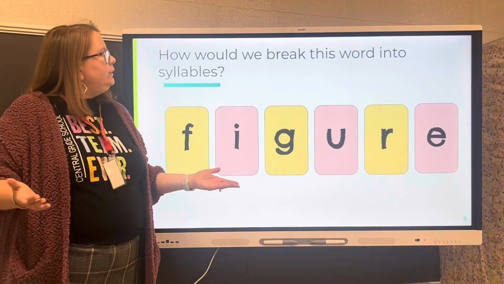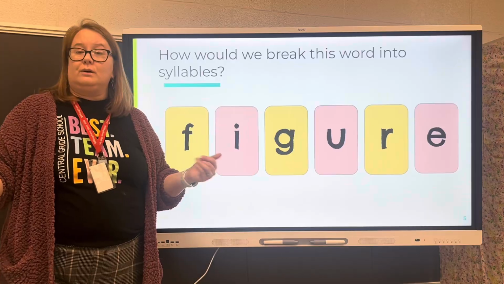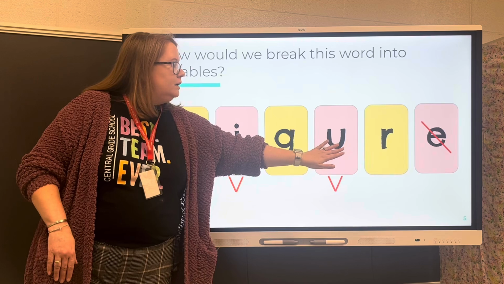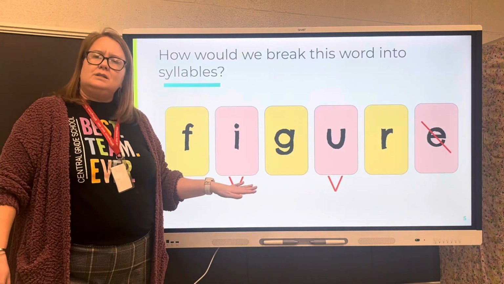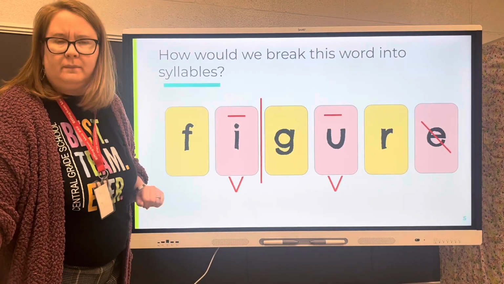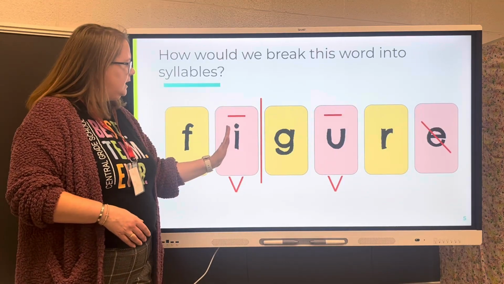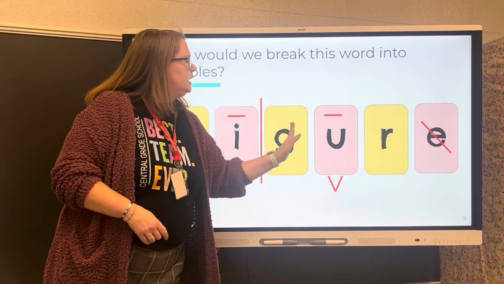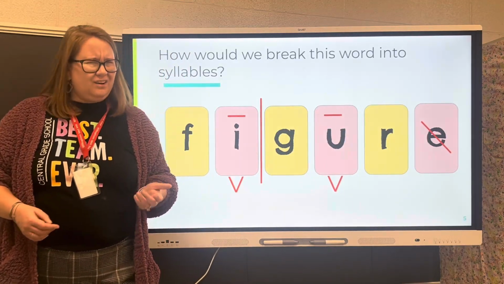Let's try one more. All right, how would we break this word into two syllables? First thing we do is we find our vowels. All right, I have an I and a U, and if you look, we have that silent E at the end again, right? So looking at this word, I said usually we go ahead and split right after the first vowel. So looking at that, that would give me a long I, and I would have fi. Okay, I have a vowel consonant E pattern, so that would be g-ure, figure. Wait a minute. I don't know that word figure.